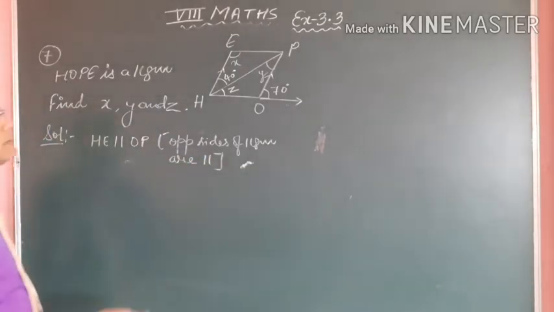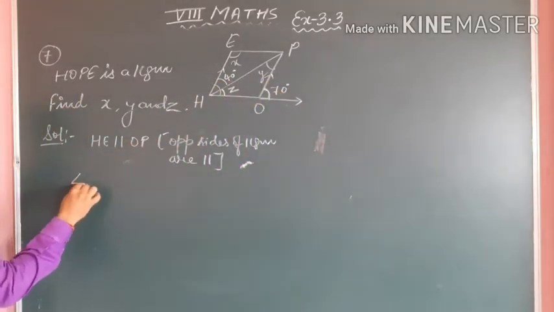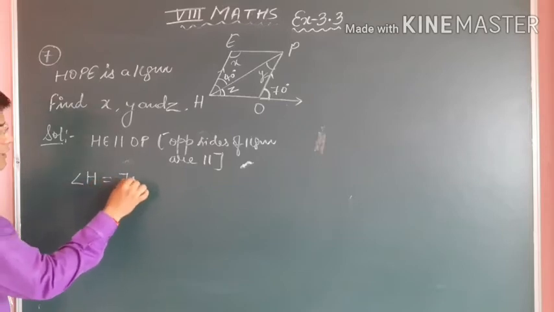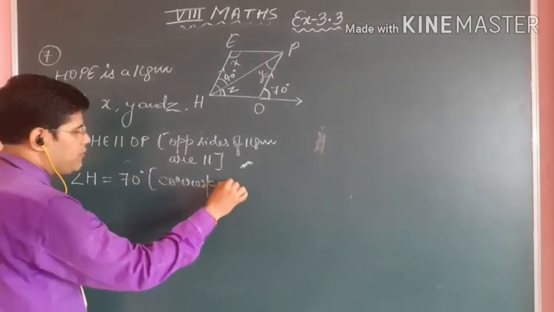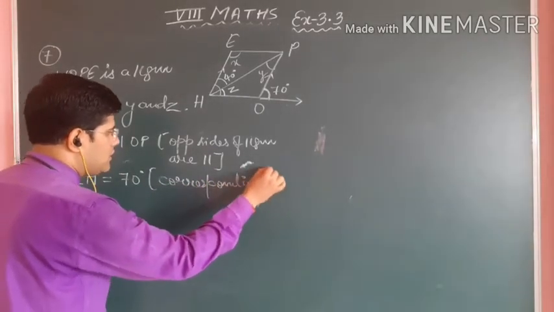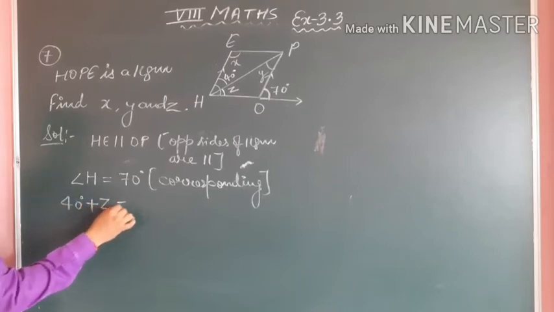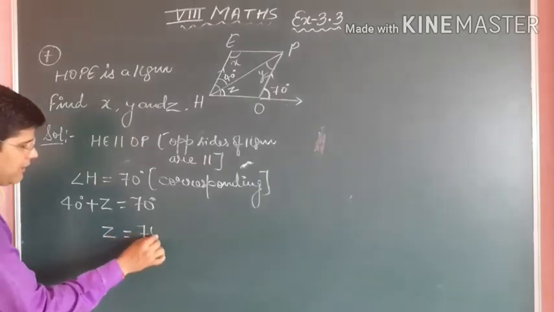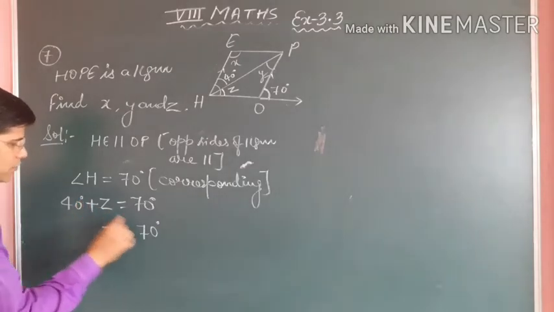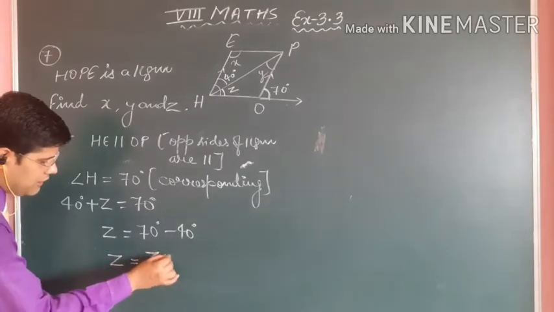If these are parallel, then we can say that the whole angle H is equal to 70 degrees, by the property of corresponding angles. The corresponding angles property you have been taught in class 7. Now angle H has two parts, 40 plus z, which is 70. So if we can find z, then we can find the other things. So z is equal to 70 minus 40. So here we get the value of z, which is 30 degrees.